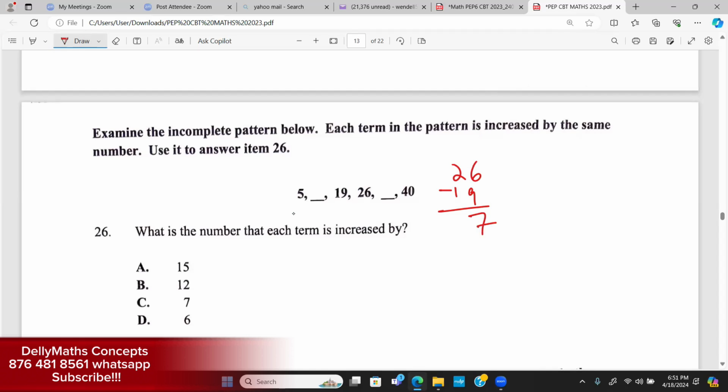So basically, this would be 12 because 5 plus 7 is 12. 12 plus 7 is 19. 19 plus 7 is 26. 26 plus 7 is 33. So as you could see, we were actually increasing by 7. I'm just suggesting that since you got this piece, you really don't need to think, because they gave us two consecutive terms. Whatever it was increased by, you would have seen it between those two. So if you subtract, the answer would have shown up just like that.